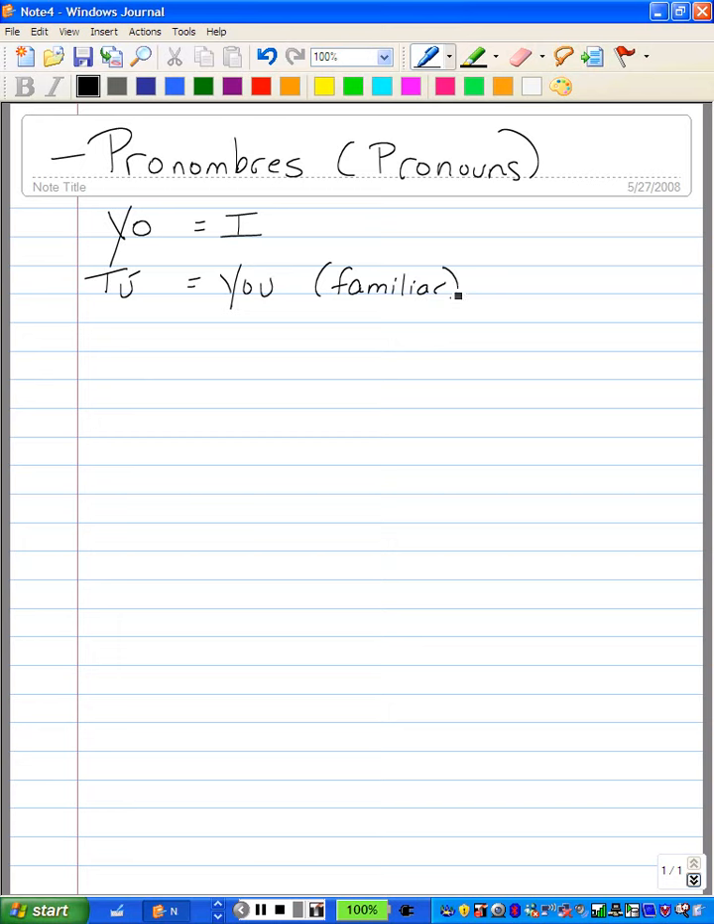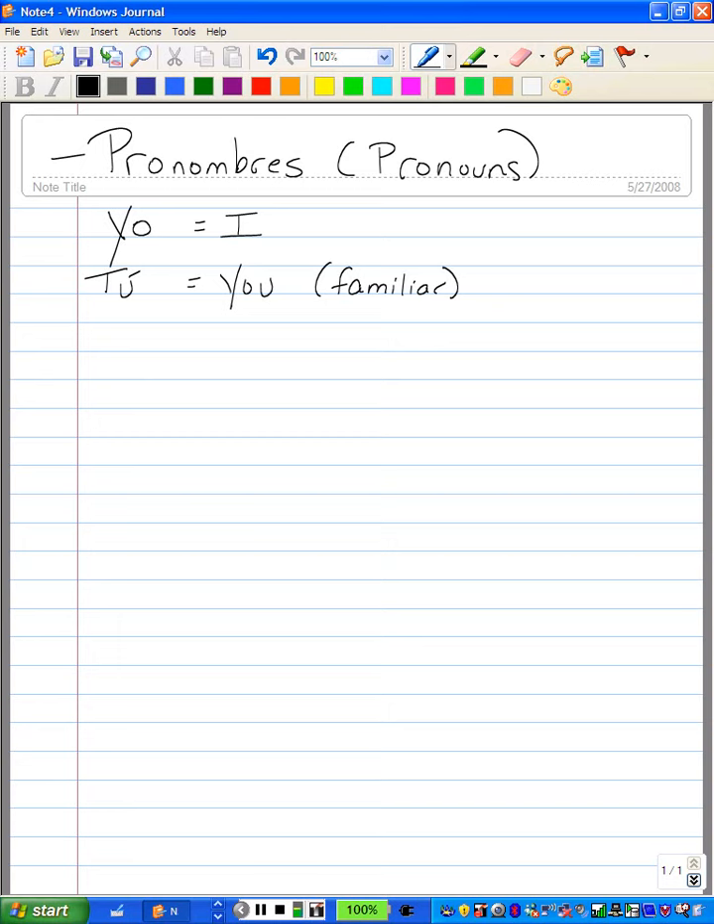Familiar. And as we talk about this, for the next couple of weeks, we'll talk about the difference between the familiar and the formal. In English, we don't have a familiar and a formal you, but in Spanish and other Romance languages, they do. You, familiar, would be used with people that you know, people that you're familiar with. It can be used with people who are younger than you, etc.